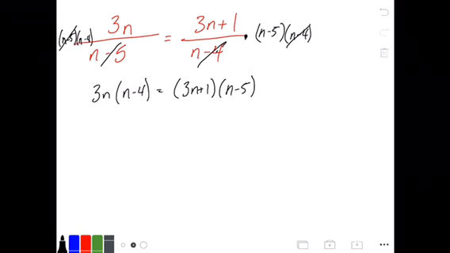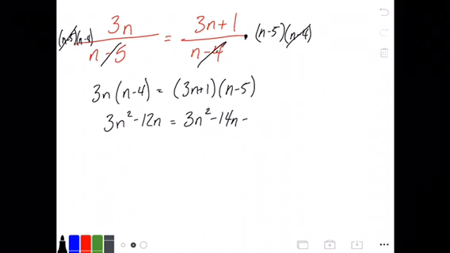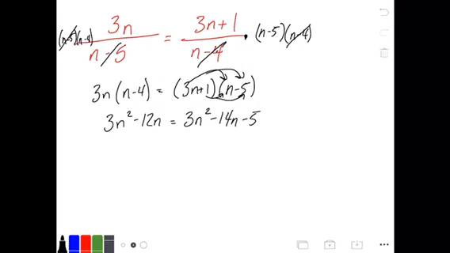So now what I do is I just FOIL this out and simplify it. I distribute out the left side. That's going to give me 3n squared minus 12n. That's going to equal, here you have to use your FOIL method real fast, but when you use your FOIL method and simplify it, you're going to get 3n squared minus 14n minus 5. If I confused anyone, I just went ahead and simplified it after I FOILed it out.